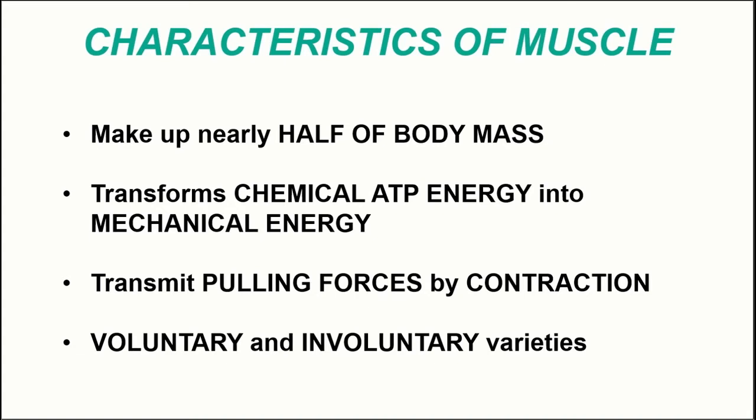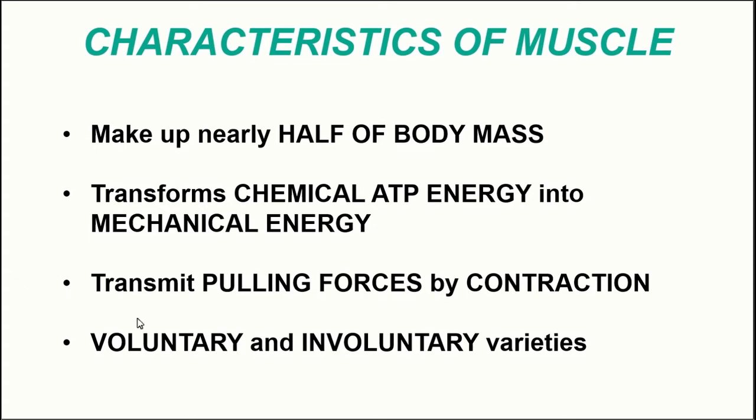All of the muscle tissues are specialized to transform the chemical energy of ATP that our body produces into mechanical energy, and that mechanical energy is in the form of movement. Now, muscles do this by contracting or shortening to produce pulling forces. So muscles produce movement by pulling on things. They can never push on things.